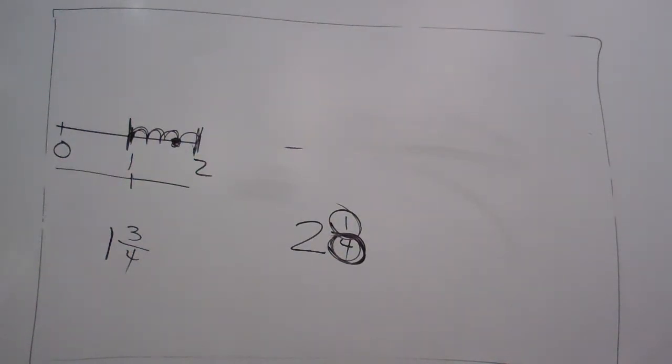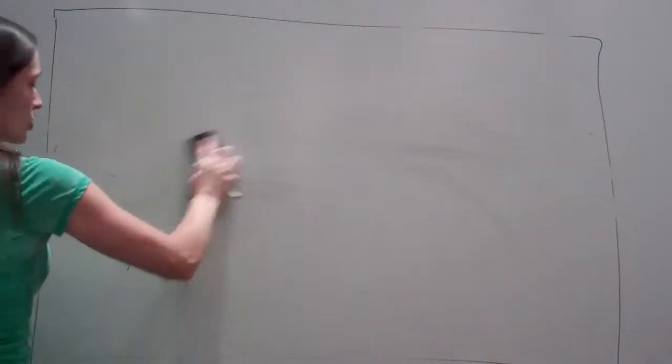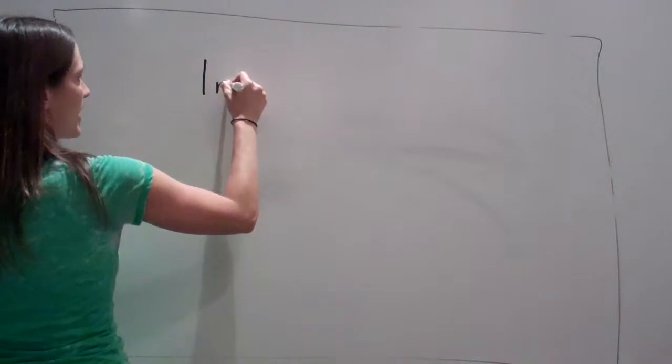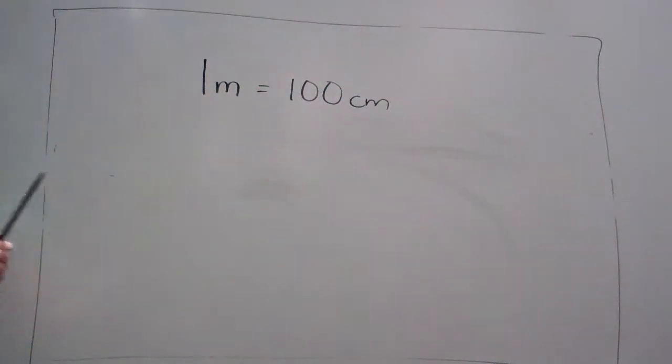Remember how I told you we use the customary system, inches and all that? Okay, let's do some metric systems, okay? So what you need to write down is that 1 meter equals 100 centimeters. Write that one down.